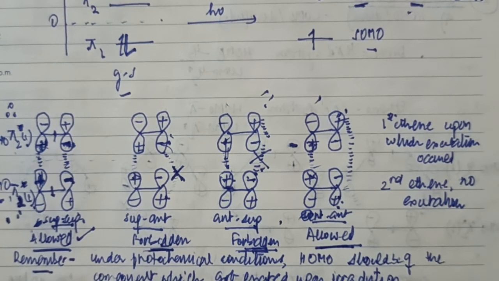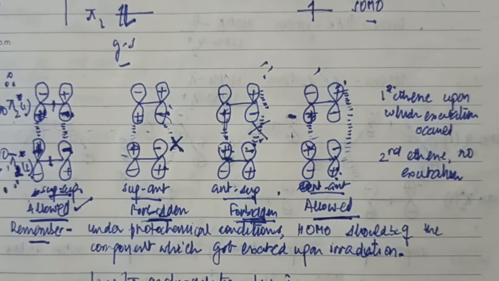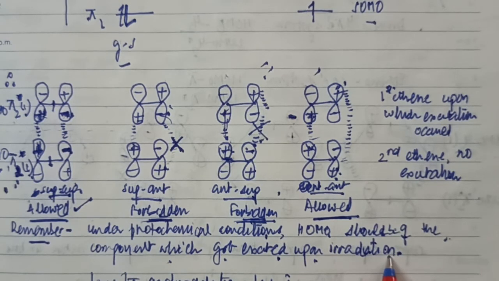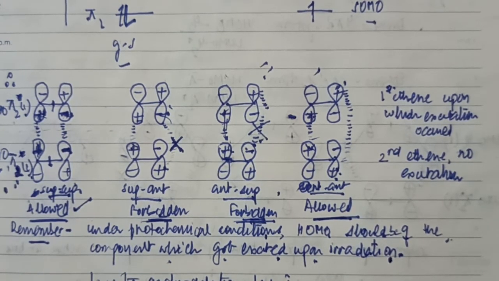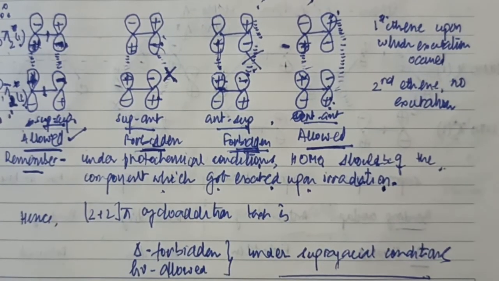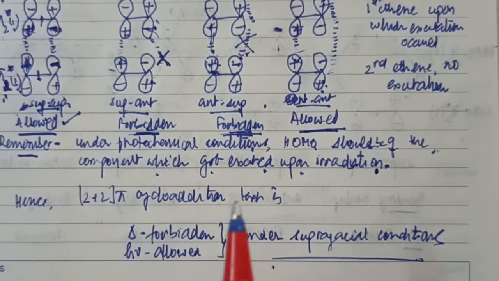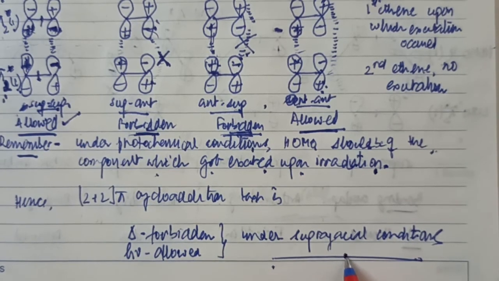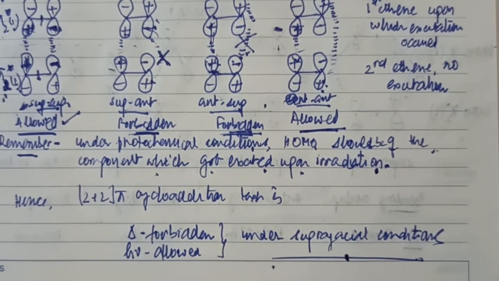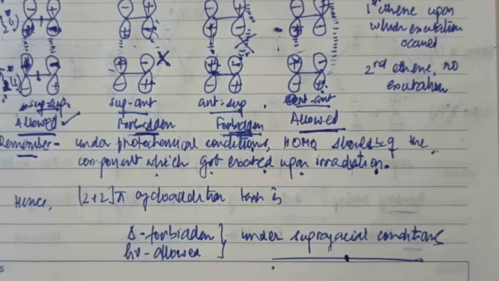Again, remember, this consideration is extremely important: under photochemical conditions, the HOMO should be of the component which got excited upon irradiation. The HOMO should never be of the component which did not get excited. It should always correspond to the component which got excited. Hence, summing up, for 2 plus 2 pi cycloaddition reactions, if no stereochemical mode has been mentioned, that means the reaction will follow a suprafacial mode of cycloaddition. This is thermally forbidden and photochemically allowed.